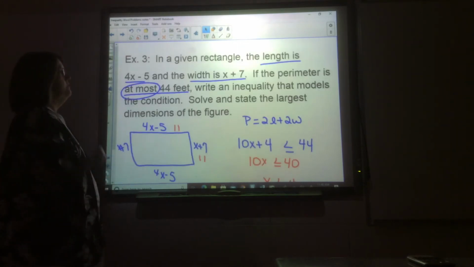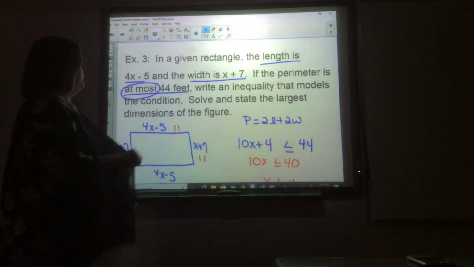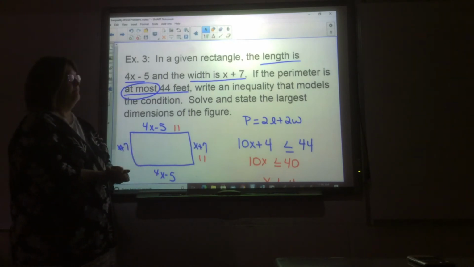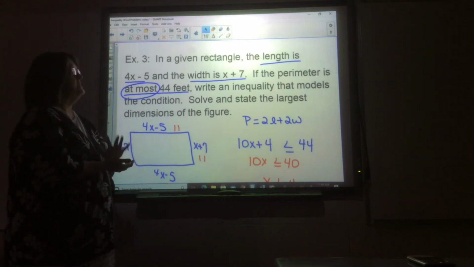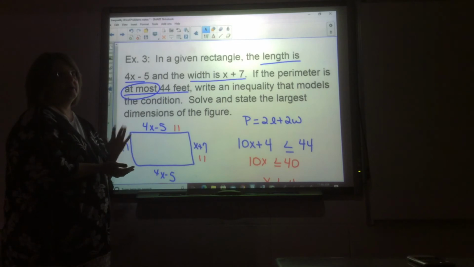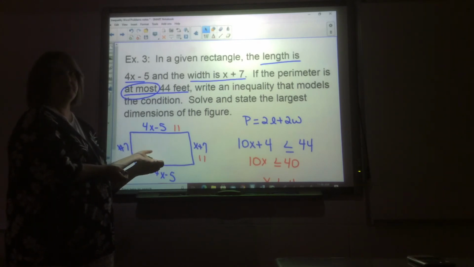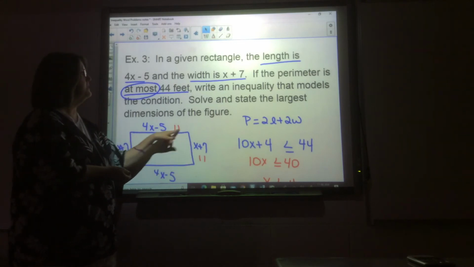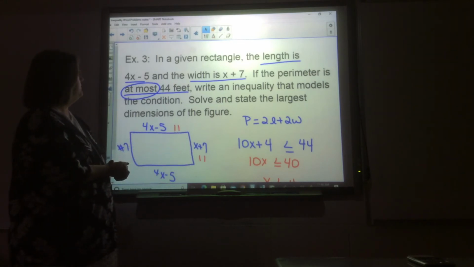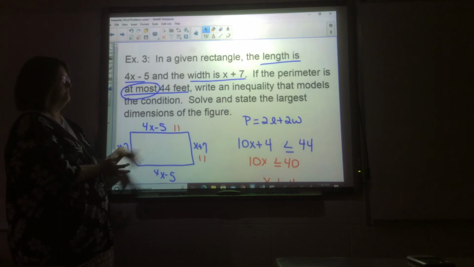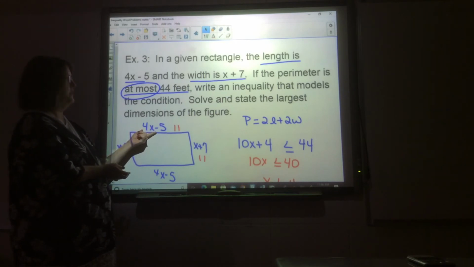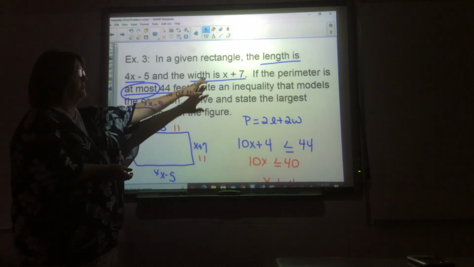All right, in a given rectangle, the length is 4x minus 5. And any time I have a word problem and it tells me that I have a shape, the first thing I do if they don't provide the shape is I draw the shape. So here's my rectangle here. The length is 4x minus 5. I label it. Here's my length, that's 4x minus 5. And the width is x plus 7.